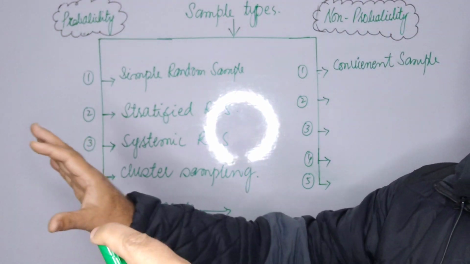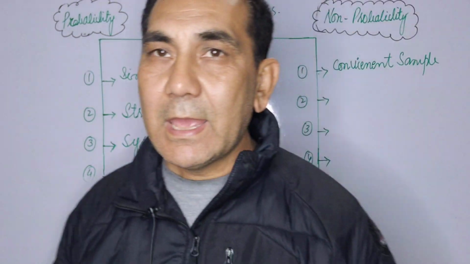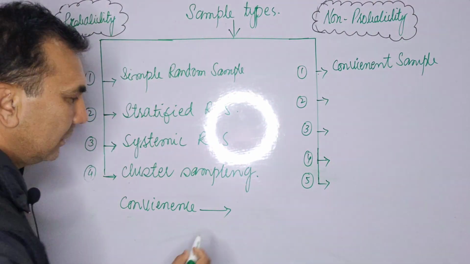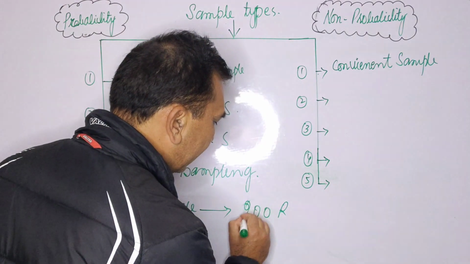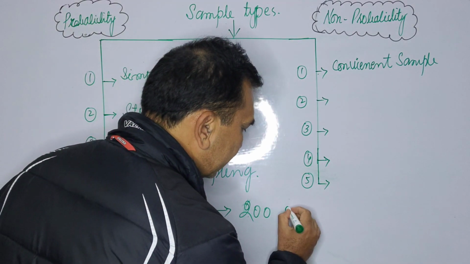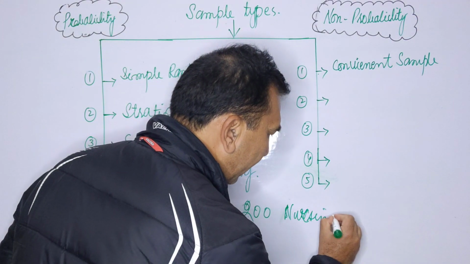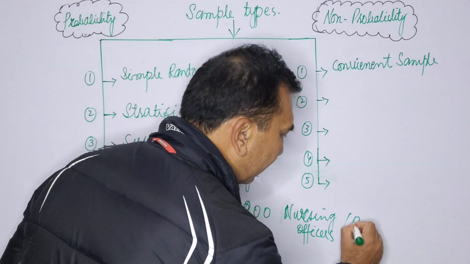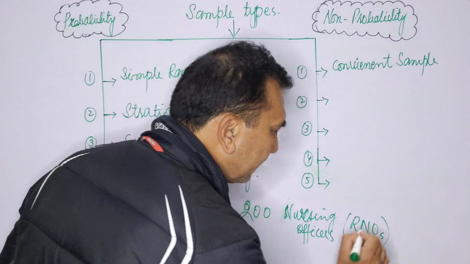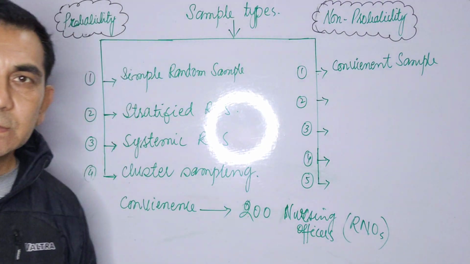You know very well that more than 800 nurses are working in the PIMS hospital, and you select, suppose, 200 nurses, nursing officers, RNOs. Your sample size is 200 RNOs.